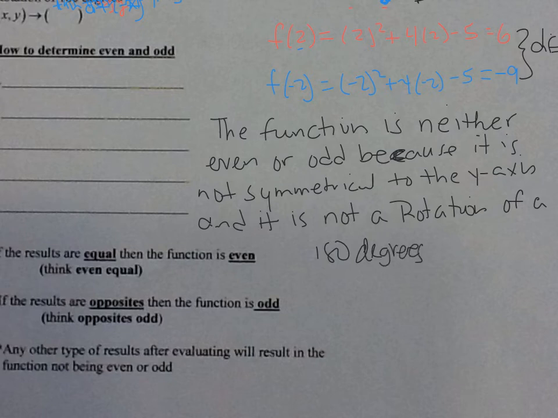Okay, that's really what you have to do. You just have to pick two numbers, but they do have to be opposite numbers. You plug them in, you evaluate, and see what you get. If they're equal, then my function is even. If the numbers are opposites, then the function is odd. If it's neither equal or opposites, then it's neither even nor odd. All right, so let's try the other problems.